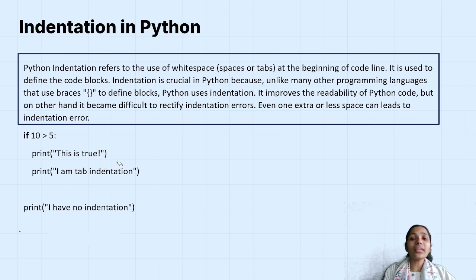So why is indentation used? Because it makes the code readable for the user or the programmer. It looks very good to read the code and understand the code. Code readability becomes much easier. We can easily identify the mistakes and rectify the errors as well. So this is called indentation.